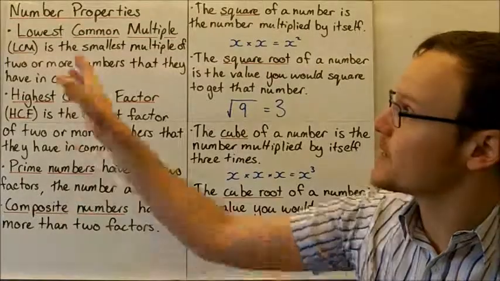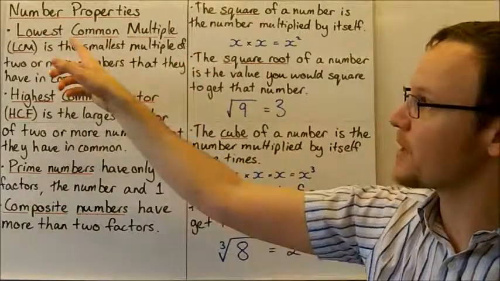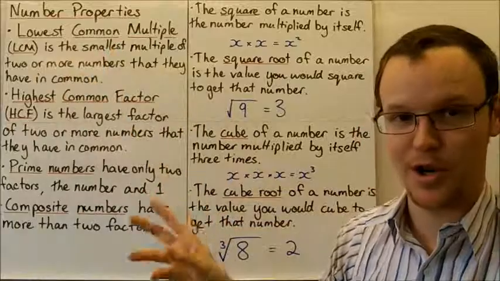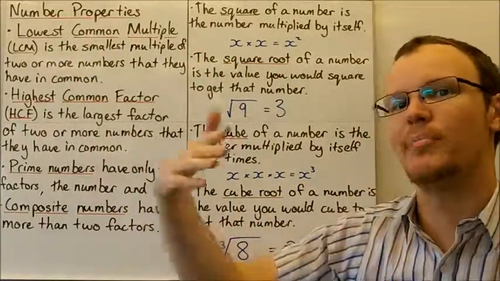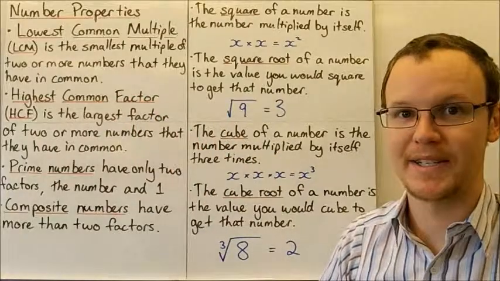Today we're going to look at number properties. Firstly, we're going to look at multiples and the lowest common multiple. A multiple is any number that we can multiply up from that base number.